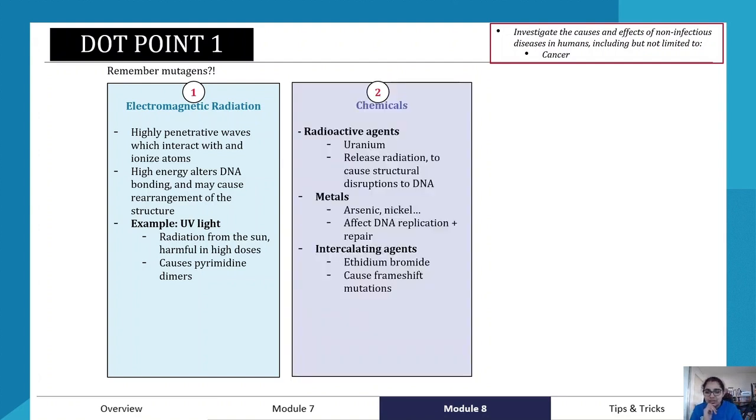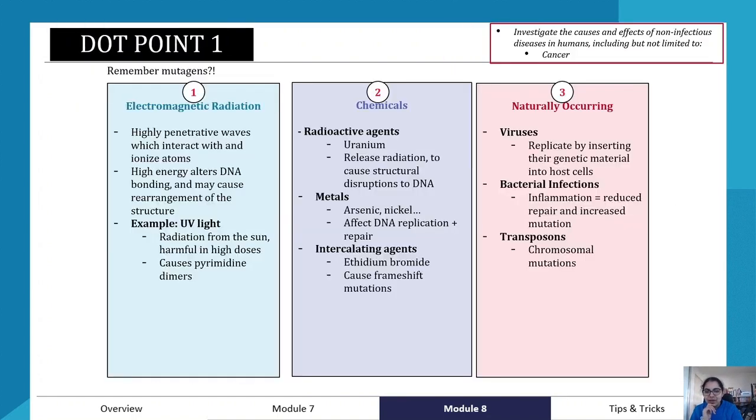I thought I had an image there, but I don't. Anyways, definitely search that up to get a better view of it. But it's essentially when adjacent bases change their shape and connect to each other. Chemical mutagens include radioactive agents like uranium, and they release radiation to cause structural disruptions. Metals like arsenic and nickel can affect DNA replication, and also they can affect the DNA repair system.